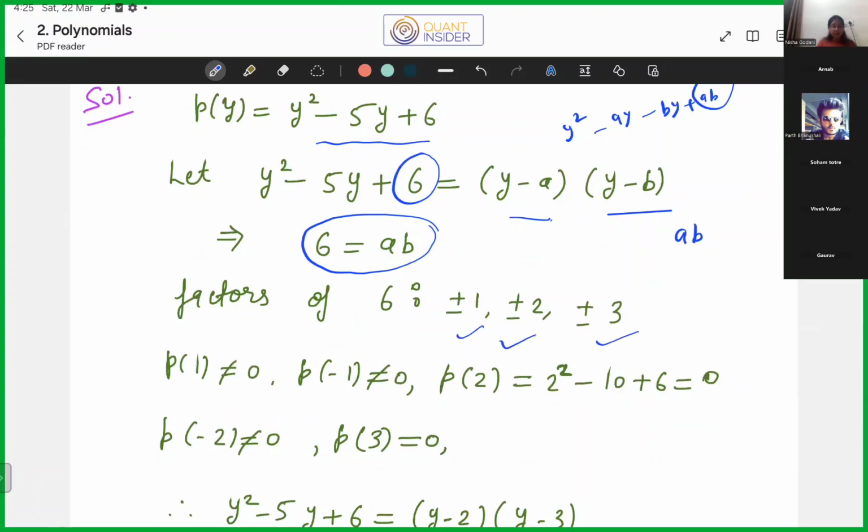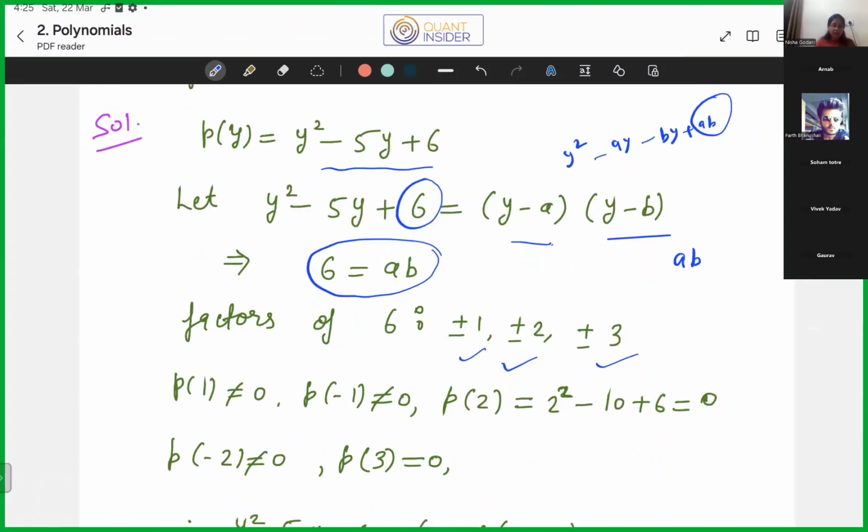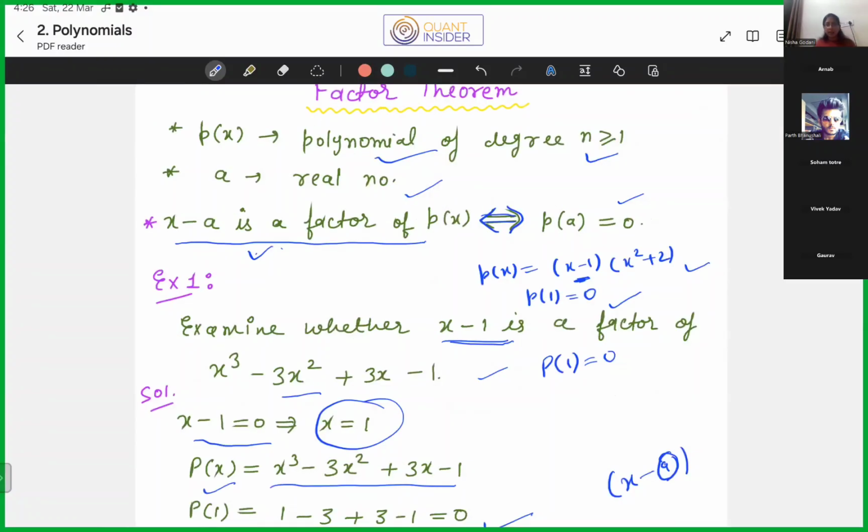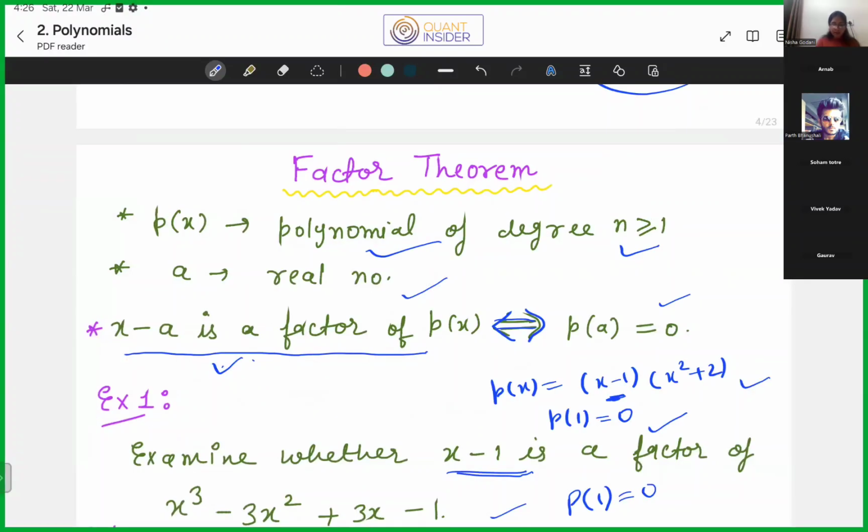Okay, now you have to use the factor theorem to find the factors. Actually we are using the converse part of this theorem. I am showing you the theorem. So in this reverse part, what do you have? If p(a) is 0, then x minus a is a factor.